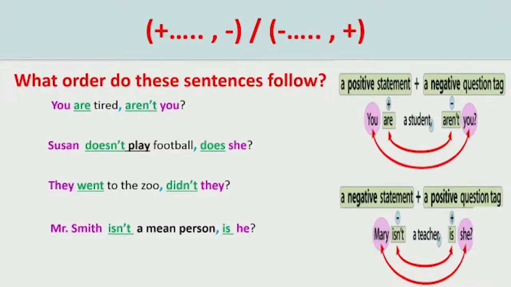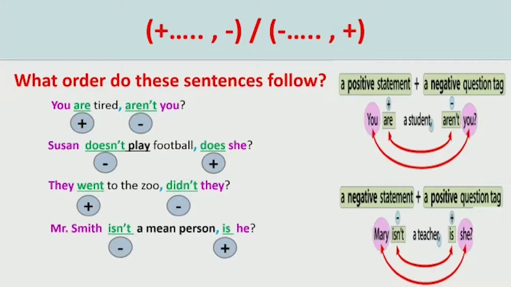Let's take the first sentence. You are tired, aren't you? What order does this sentence follow? Good, positive statement, negative question tag. How about the other three sentences? Let me help you. Susan doesn't play football, does she? So we have good, negative, positive. And the third, they went to the zoo, didn't they? We have positive, negative. Nice. And the last one, Mr. Smith isn't a mean person, is he? So we have negative, positive. I think it's clear, this one. Okay? And this is something you must keep in mind.